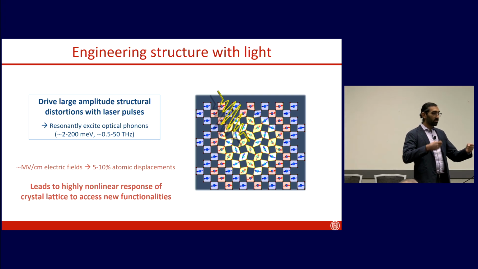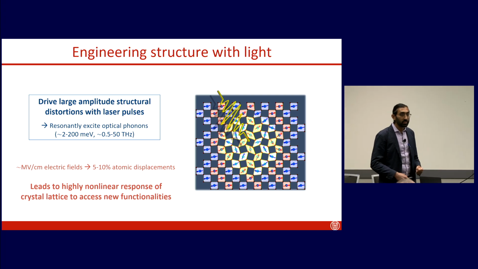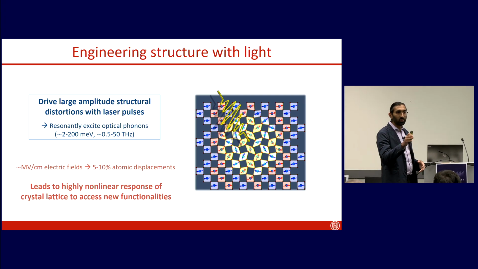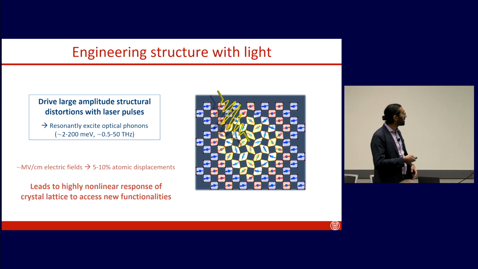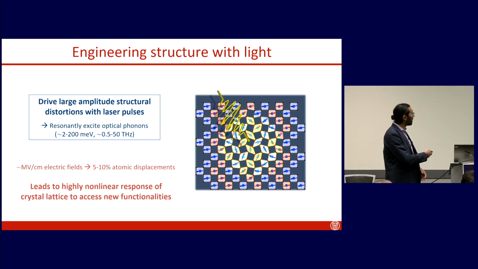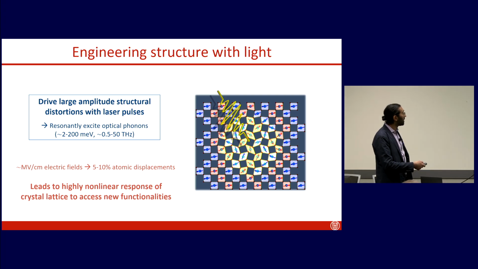By doing this, we can drive large amplitude structural distortions that can be on the order of several percent of the interatomic bond distances. To do this, we need to resonantly excite optical phonons that typically have frequencies in the few terahertz to mid-IR frequency range. So we spent a lot of time in Hamburg developing new sources that can now span this whole range with really, really intense electric fields, which allow you then to access these extreme atomic displacements.